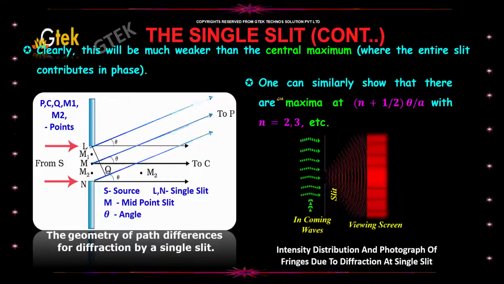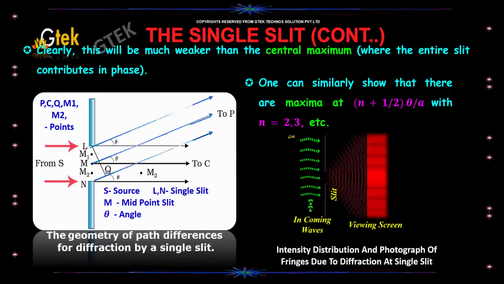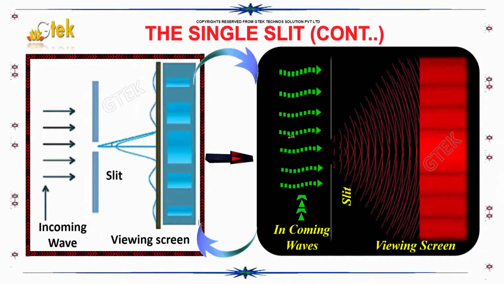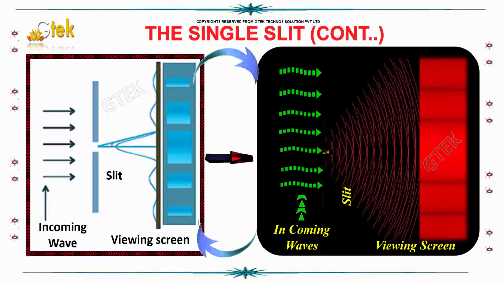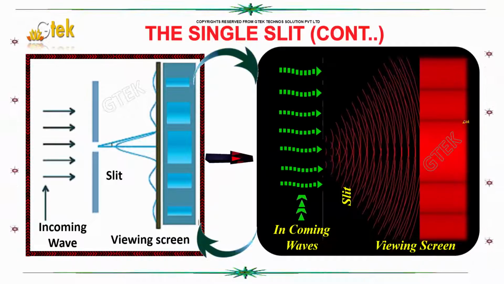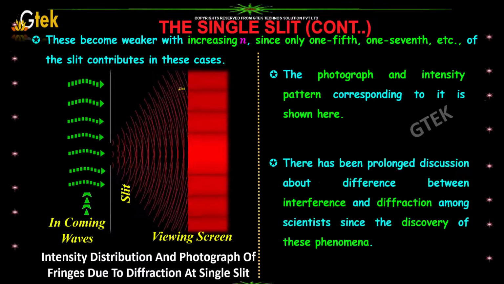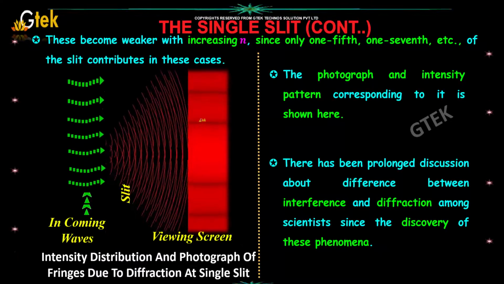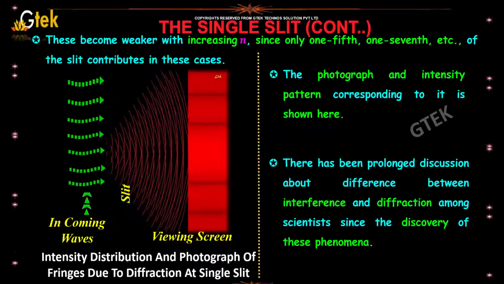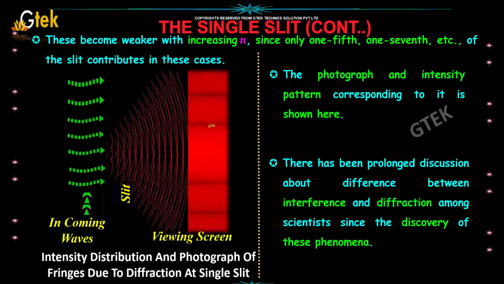One can similarly show that there are maxima at (n + 1/2) lambda by a with n equal to 2, 3. Here is the single slit experiment. So here is a diffraction pattern, and you are able to see the bright fringes and dark fringes. Obviously these become weaker with increasing n, since only 1/5 to 1/7 of the slit contributes in these cases. The photograph and the intensity pattern corresponding to it is shown here.